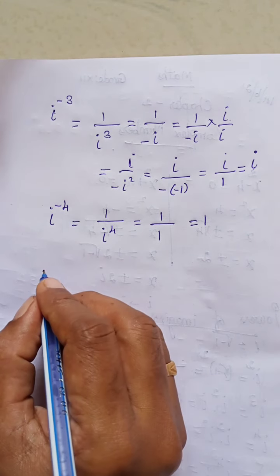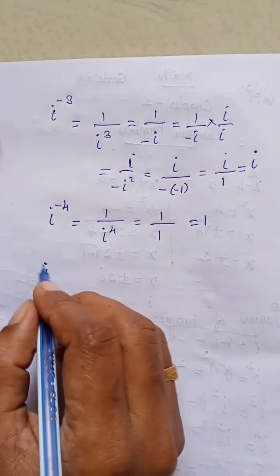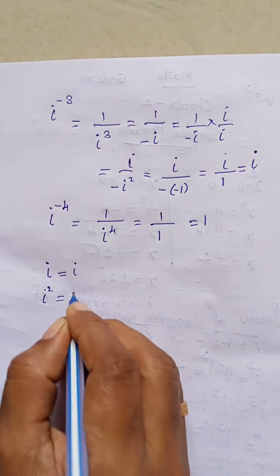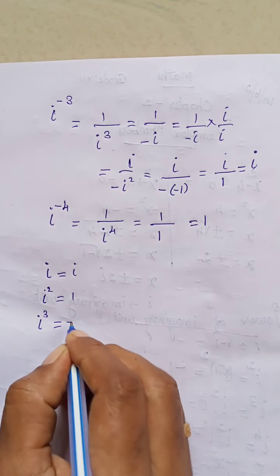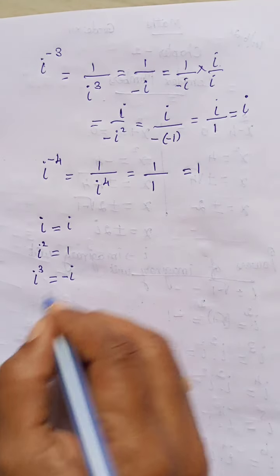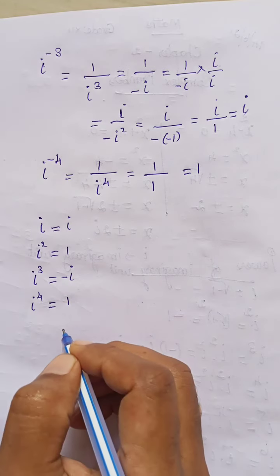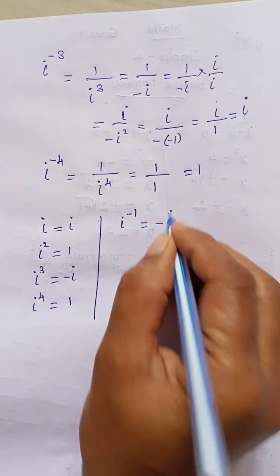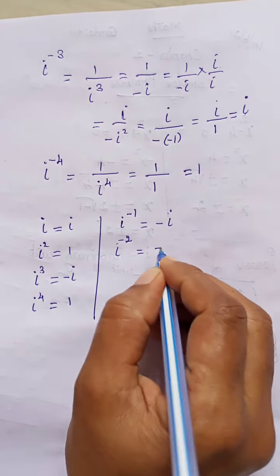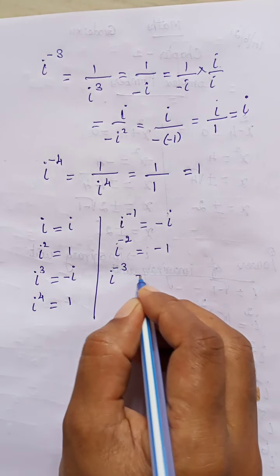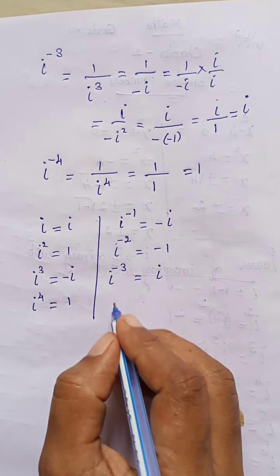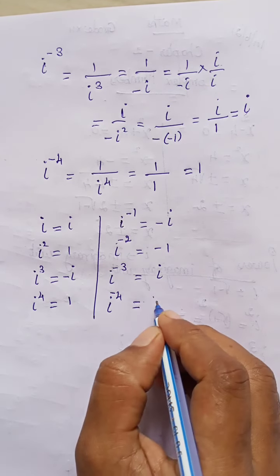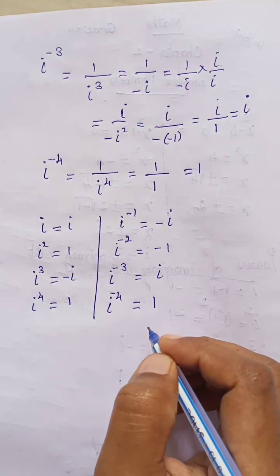So together, i is equal to i, that is root minus 1, we know. i square equal to minus 1. i cube is equal to minus i, and i power 4 is equal to 1. Same way, i power minus 1 we got, minus i. i power minus 2 is minus 1, i power minus 3 is plus i, and i power minus 4 is equal to plus 1.